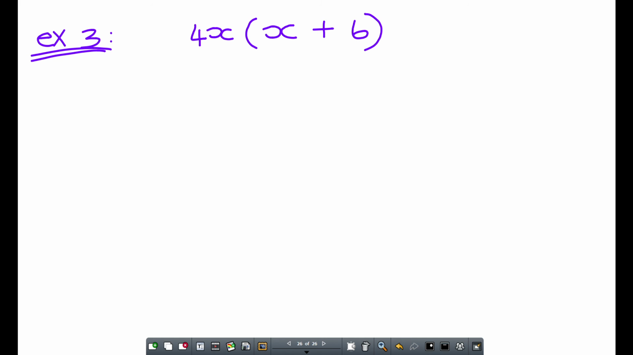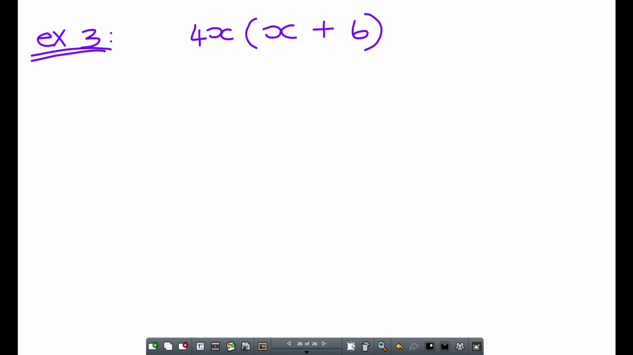Right? Now, usually, if you've got more than one thing in a bracket, you first check whether we can maybe simplify them. Could I add the x and the 6? No, because they're not like terms.